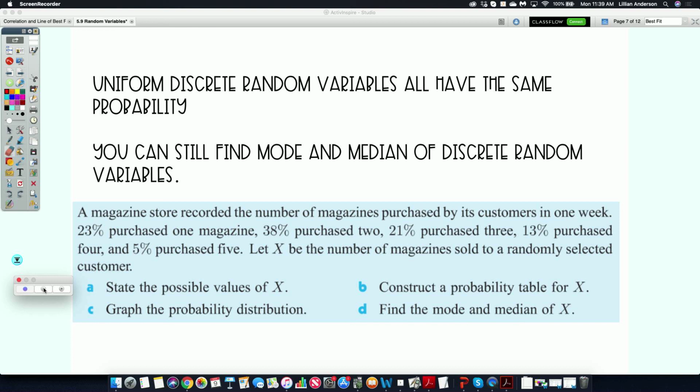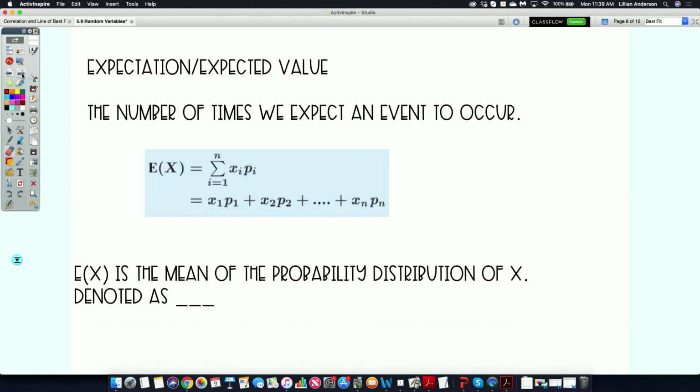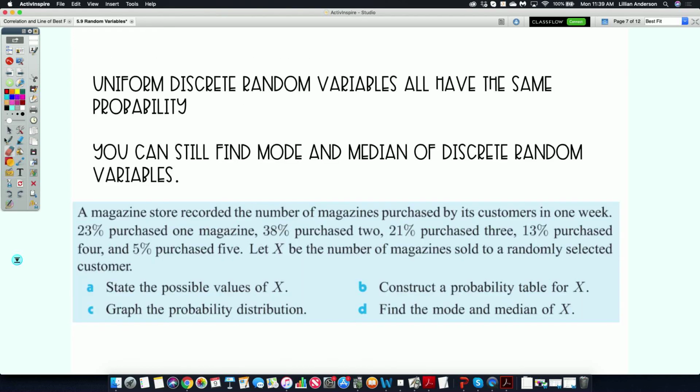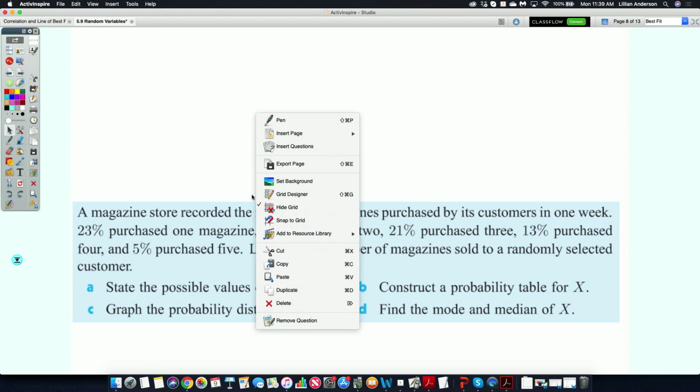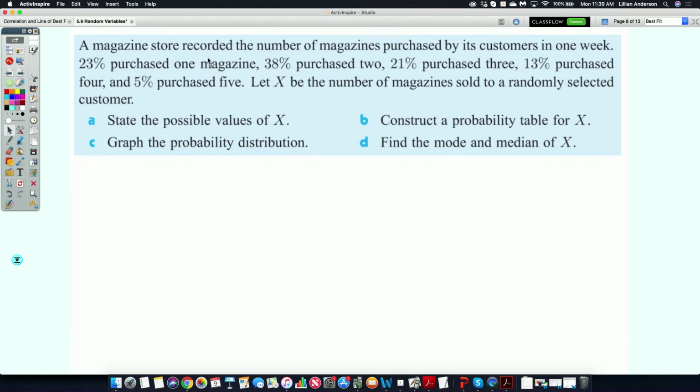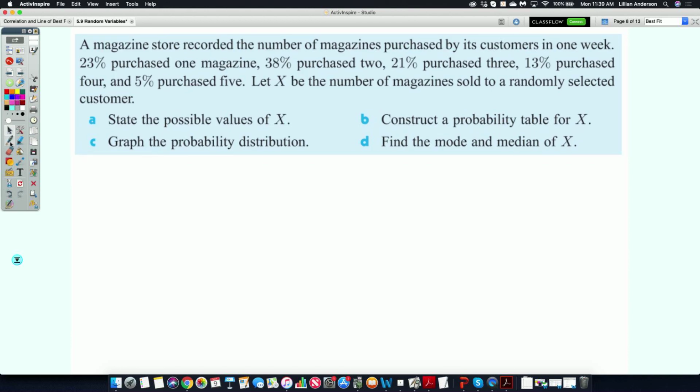So, what are the different... Did I leave myself space to do this? No, I didn't. Okay. What are the different possible values of X? Exactly, 1, 2, 3, 4, and 5, because this random customer could walk in one day and they could either pick up 1 magazine all the way up to 5 magazines. So capital X is going to equal 1, 2, 3, 4, 5.